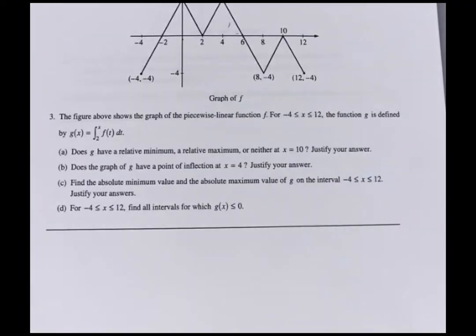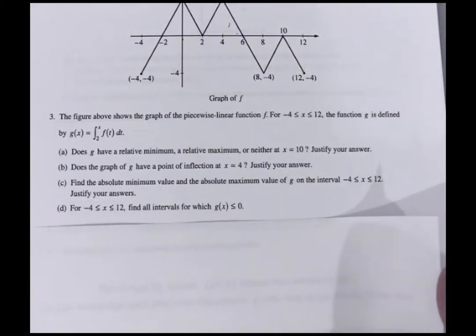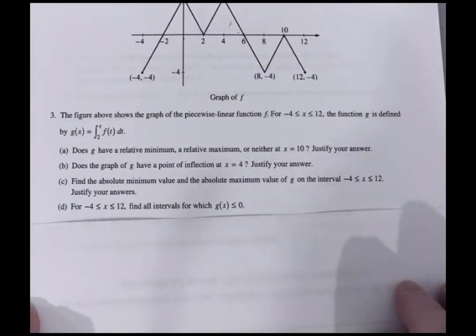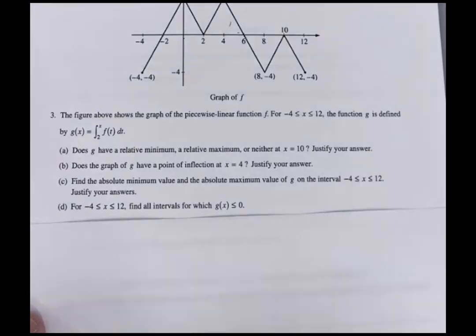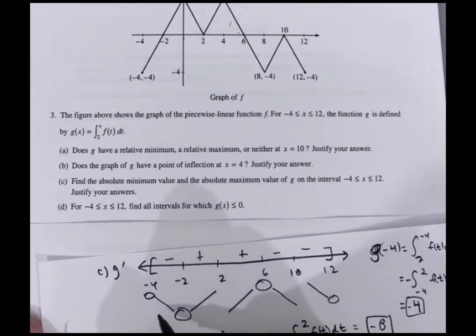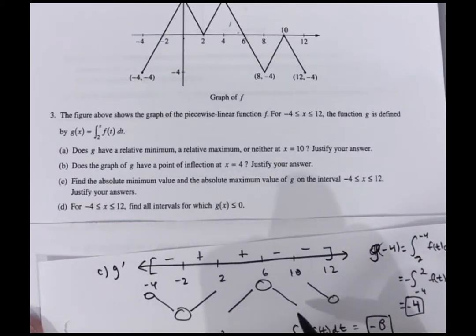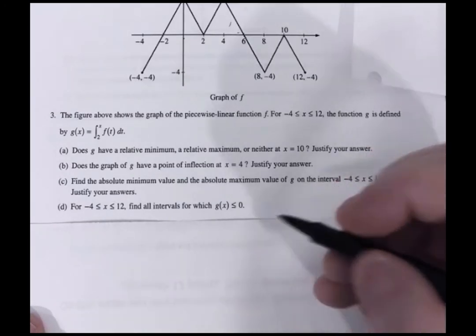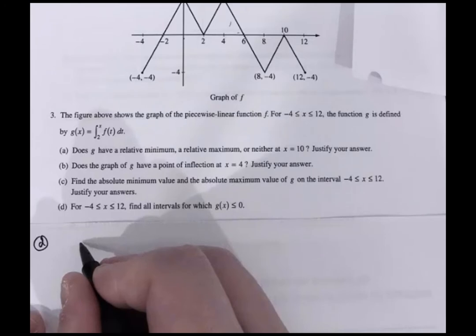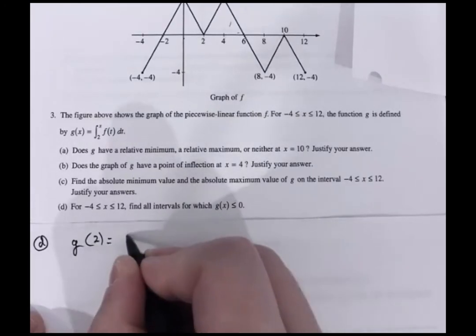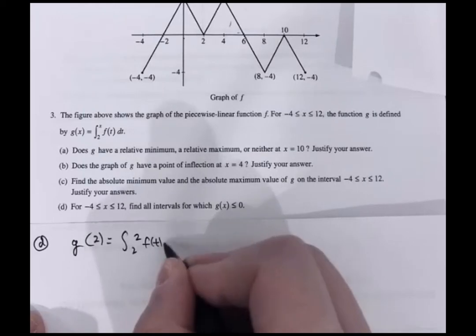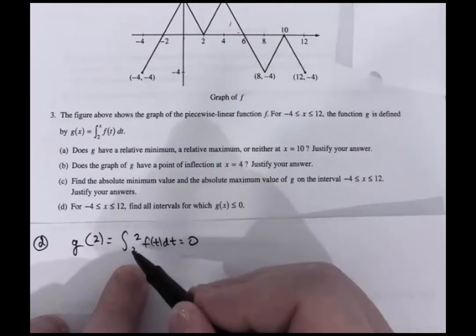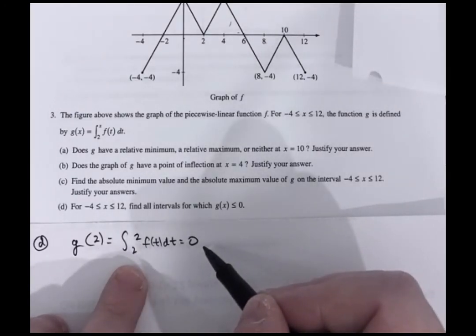Okay, last part, part D. For negative 4 to 12, find all intervals where g of x happens to be negative. Okay, we already did this part right here, which found that we decrease, increase, decrease, and decrease. And now we're trying to figure out where does g of x actually equal 0. Well, first of all, notice that g of 2 is the integral from 2 to 2 of f of t dt. And so the integral over any interval, with the top and bottom bounds being the same, is going to be 0. So that's one place where you're definitely equal to 0.